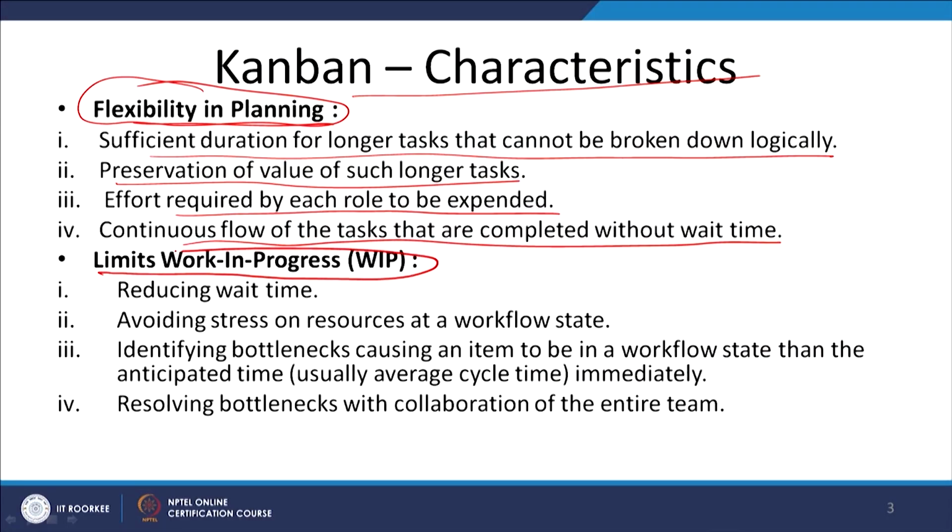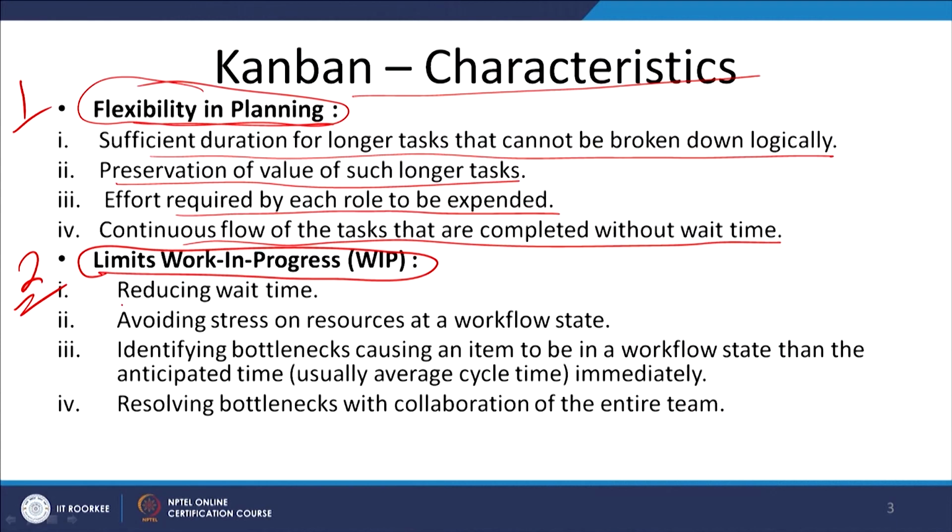The second important characteristic is limited work in process. In our just concluded example of the Kanban board, we saw that we had a limited WIP, that is 2 numbers. Now, because of limited WIP, you achieve the advantage of reduced waiting time. If large WIP is there, obviously queue formation will take place everywhere. So, you will have almost no queue or a very small queue.